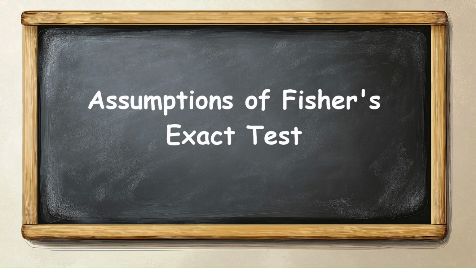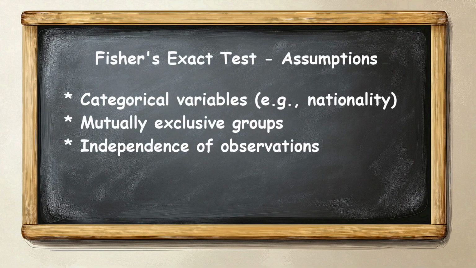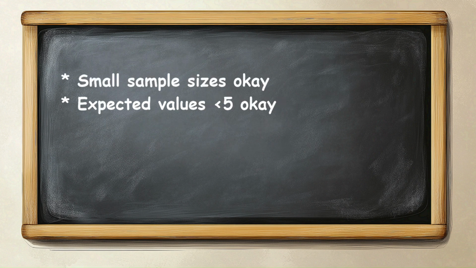The next step then is to check that our data meets the assumptions of Fisher's exact test. When we use Fisher's exact test, we make the following assumptions. Both variables are categorical. Categorical variables include, for example, gender, nationality, and yes/no responses. The groups within each of your categorical variables are mutually exclusive. For example, students' mode of study cannot be both part-time and full-time. Independence of observations. None of the observations in the dataset is influenced by any of the other observations. For Fisher's exact test, a small sample size is okay, and expected values of less than 5 are okay.